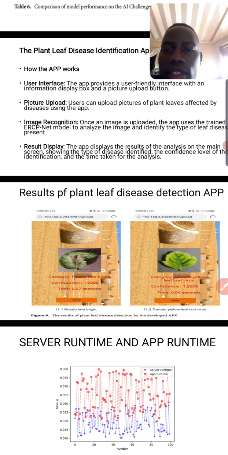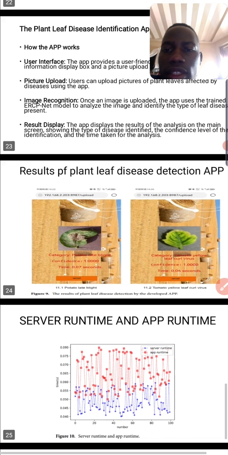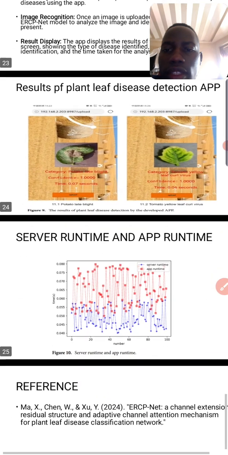And these are the results of the prediction. It brings you back the category of the plant, that is the name of the disease, and then the confidence it has in its prediction, plus the time it took to make the prediction.